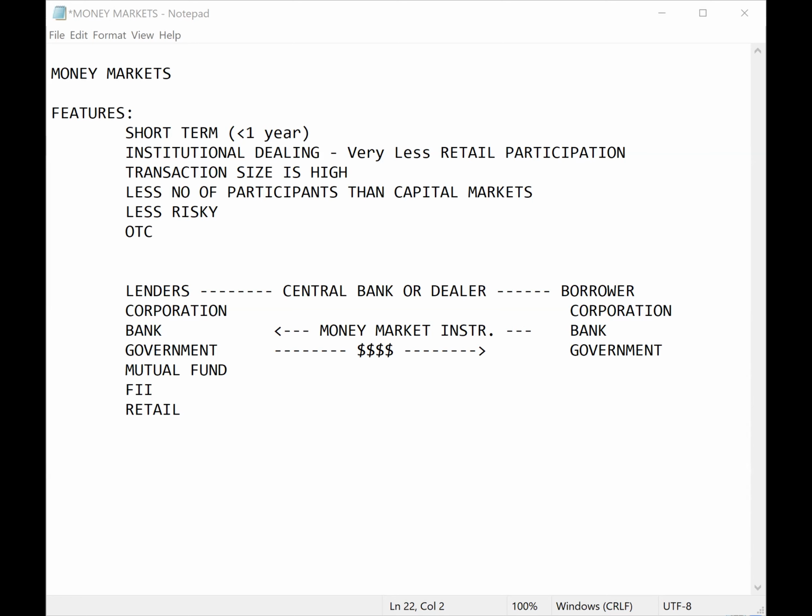Okay. So let's start with the money market instruments, guys. We have 4 money market instruments which we are going to discuss. First, let's start with interbank.